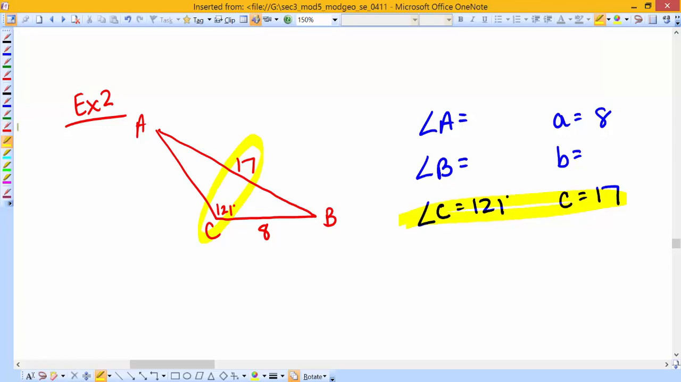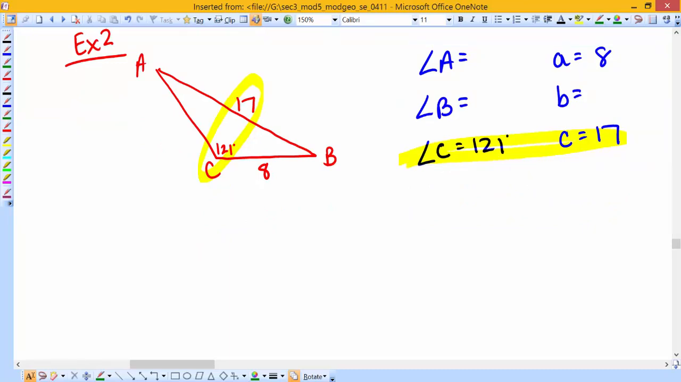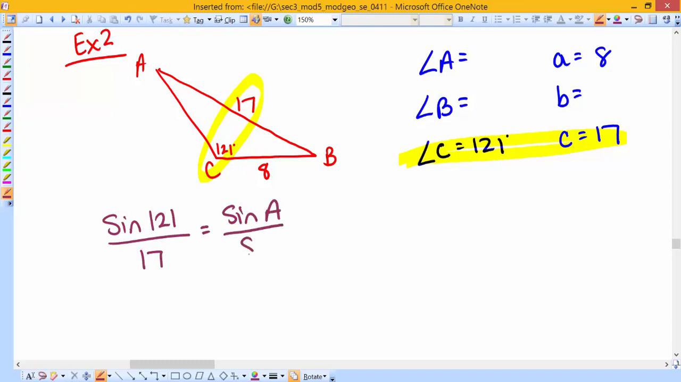So let's see, what can we do now? Well, we're given side A. Since that's the piece we're given, we need to find the angle that goes with it. So let's go ahead and find angle A. And really, that's your only option. So I'm going to have the sine of 121 over its side, which is 17. Now I'm looking for angle A. So the capital A is your variable, and I know its side, which is 8.